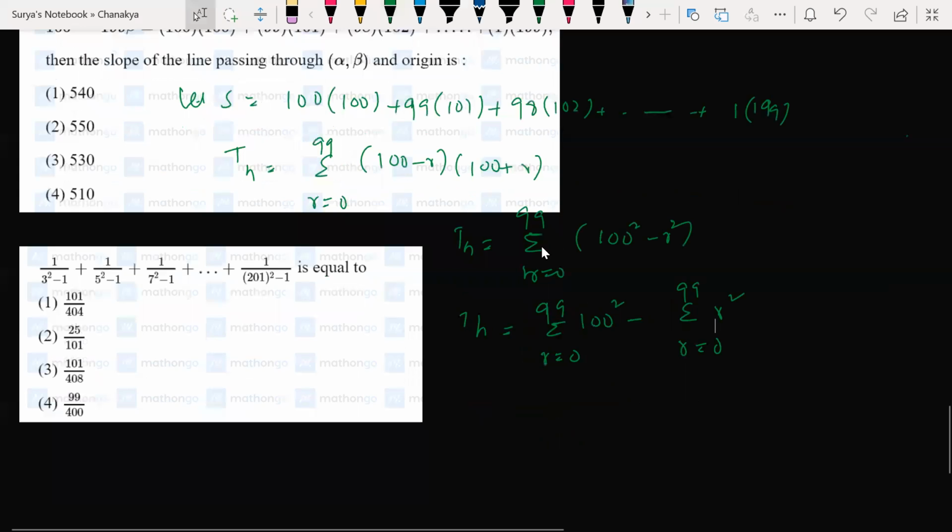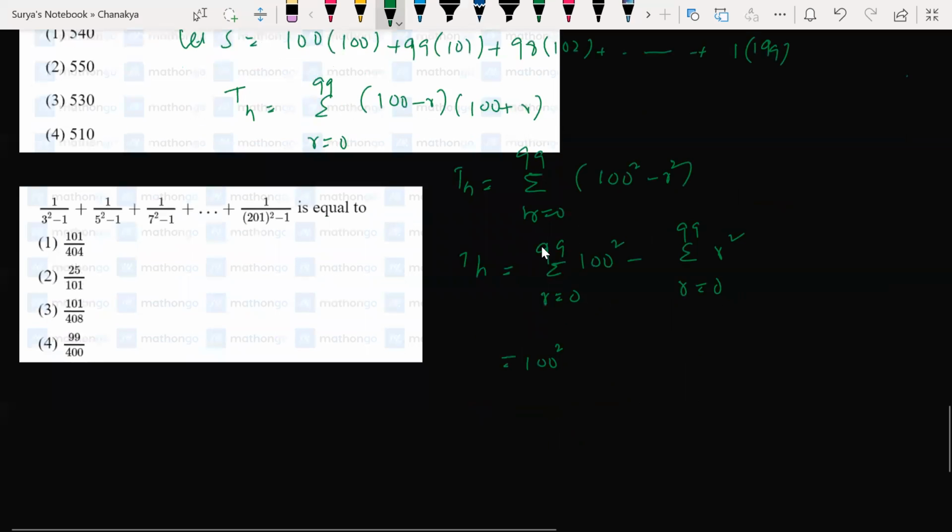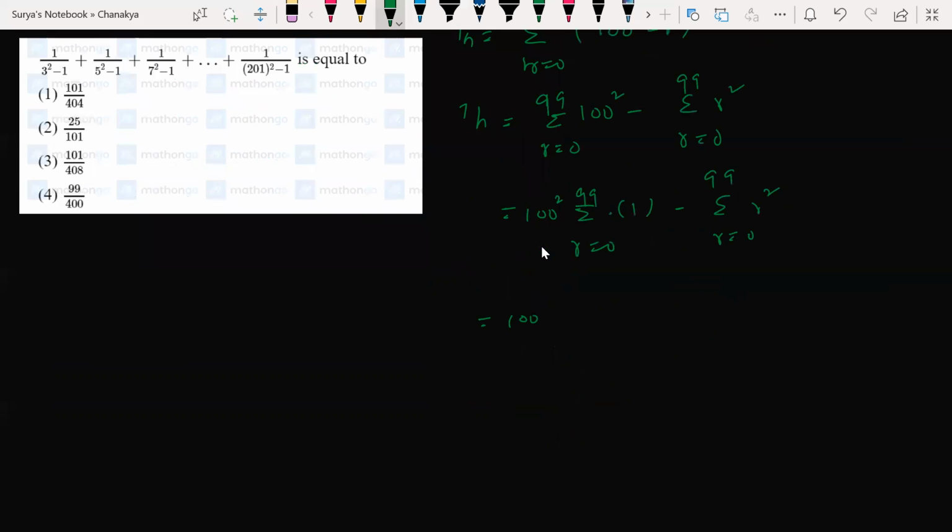Now 100 square is a constant, so let me write it into 1 here, with r equal to 0 to 99 for r square. Correct. So now look at this here: 100 square into 100. From 0 to 1, you add all of that, 900 minus 1, what is the answer here? But look at this.